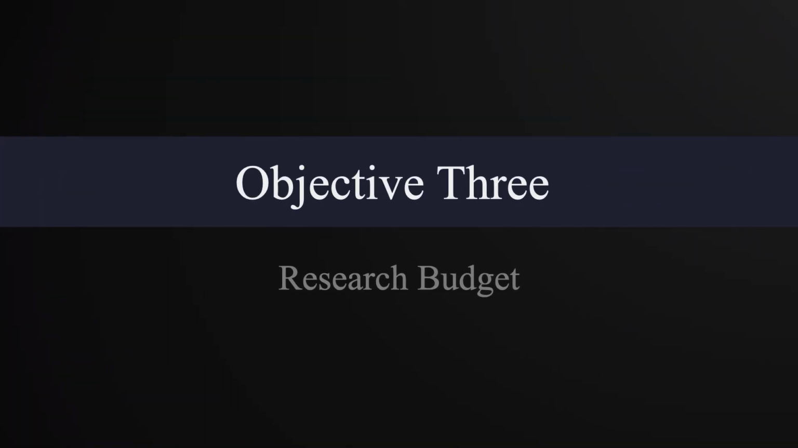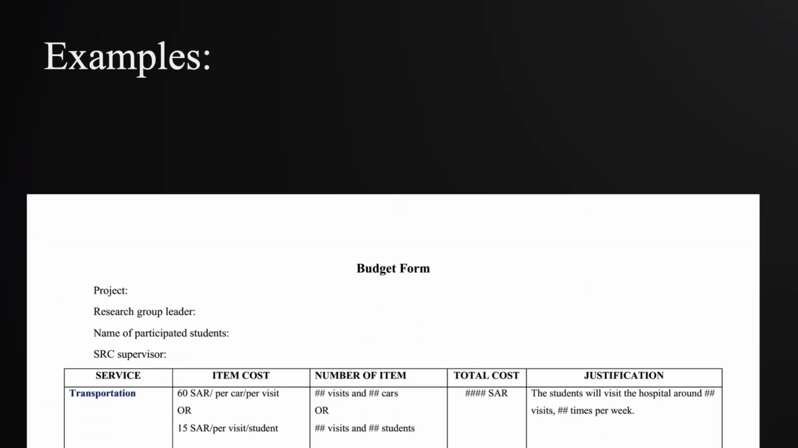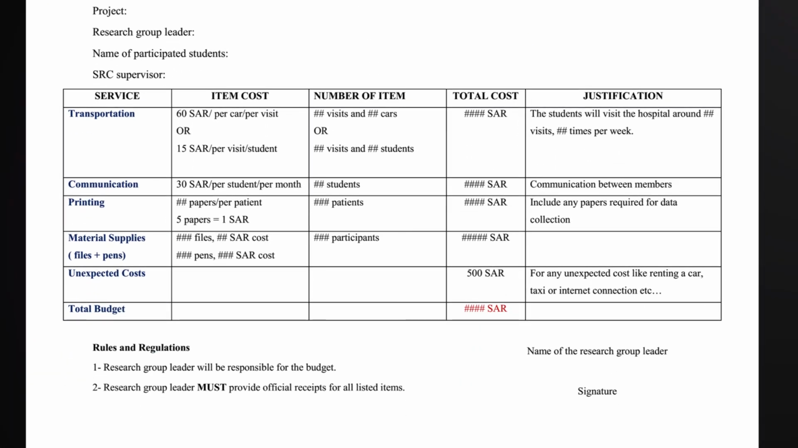So objective 3 is the research budget. This is an example of the budget form that we use in our unit. Usually these things are more institution based, so every institution has its own format and way of processing budgets. But in general, depending on the project, we divide the costs according to the services that will be provided. For example, transportation. In our unit, we dedicate 60 riyals per car or per visit, or 50 riyals per vehicle. Communication, so the inner student communication at 30 riyals. This is just an example.